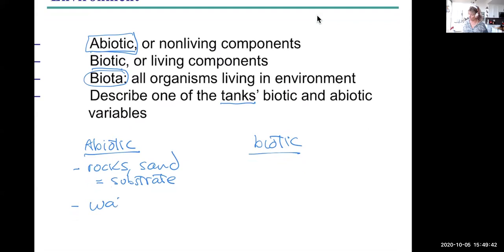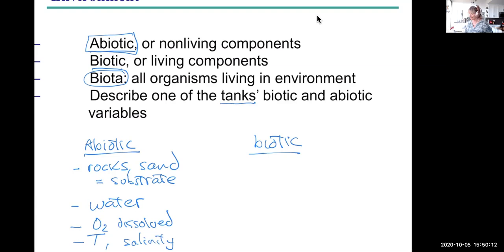What about the water? What properties could it have? Oxygen. Yeah, so particularly, of course, dissolved oxygen, because that must be readily available to the organisms that live there. What about temperature? And salinity. Salinity is an important one when it comes to any kind of aquatic environment.